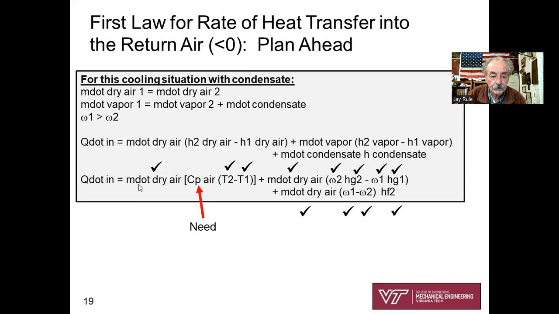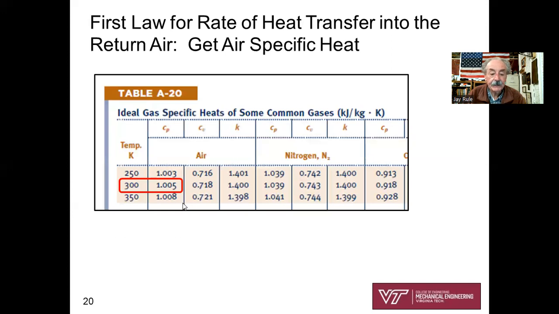Okay. So this is the setup for how we get the heat added. It had darn well better be a negative number, right? So the heat added is going to be a negative number because we're rejecting heat from the air. We need to go get C sub P for air. We'll go to table A20 and we'll write down C sub P is 1.005 at nominally 300 degrees K. This is common practice to use CP equals 1.005 for air for heating, ventilating, and air conditioning problems.